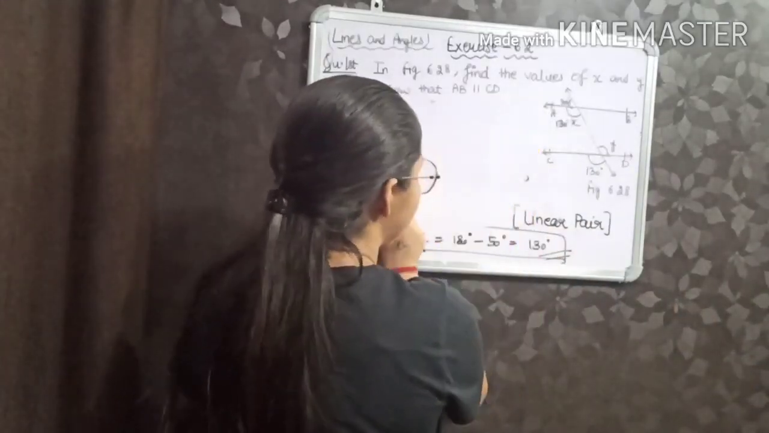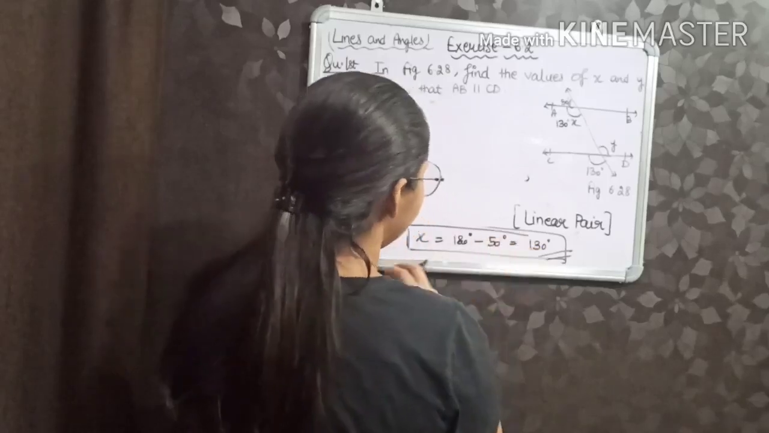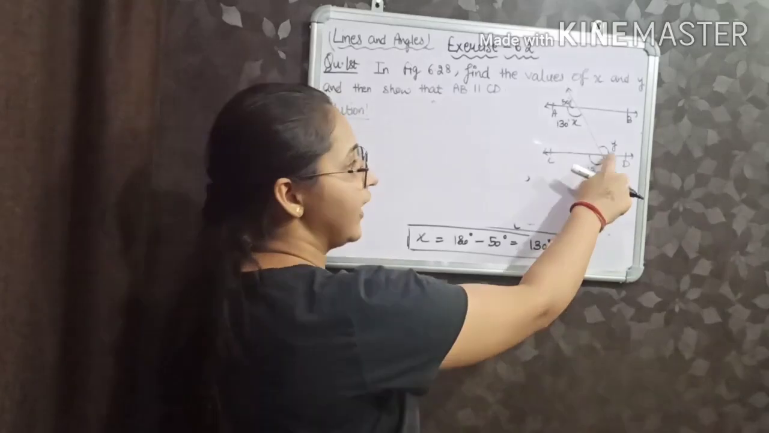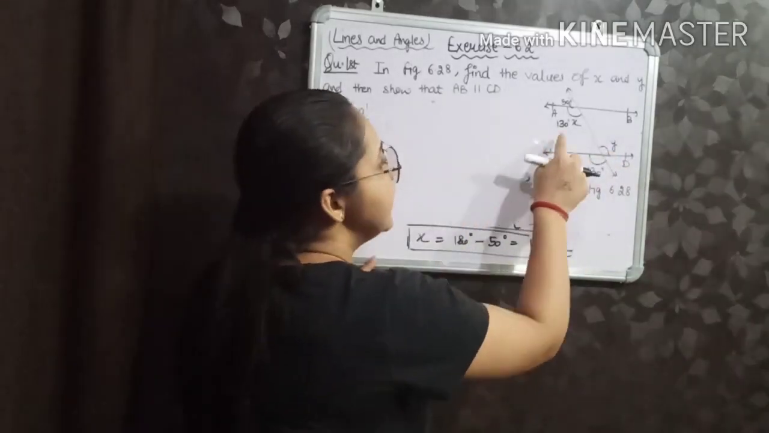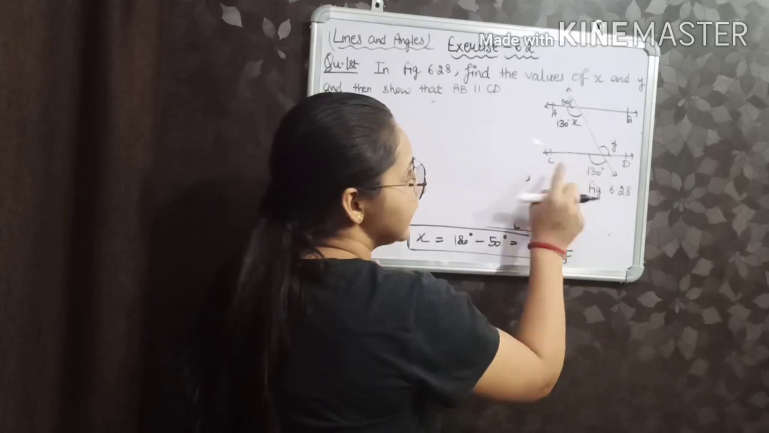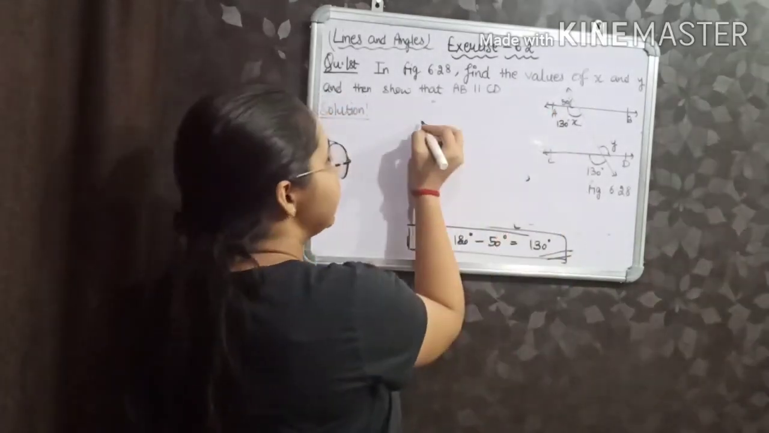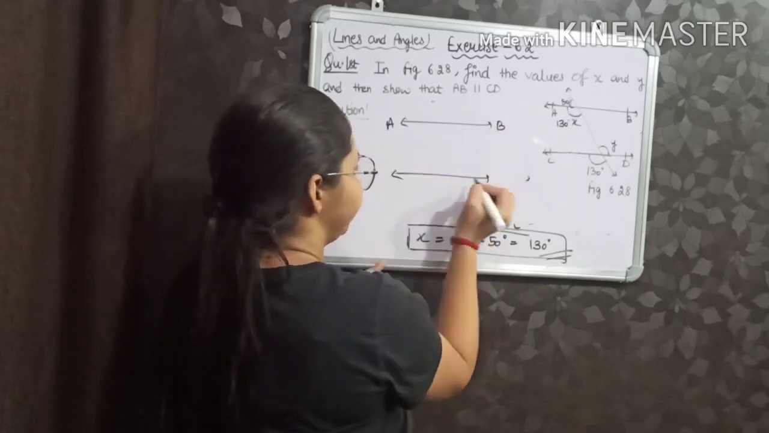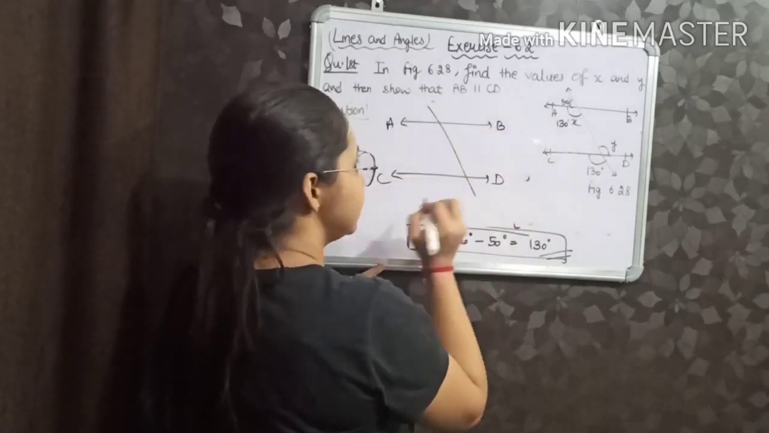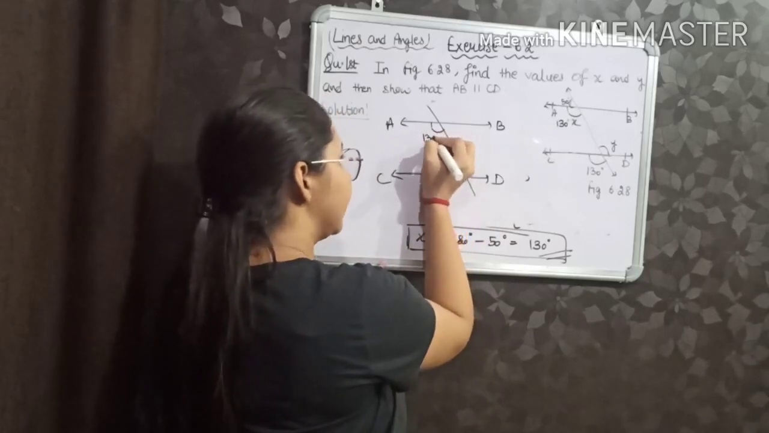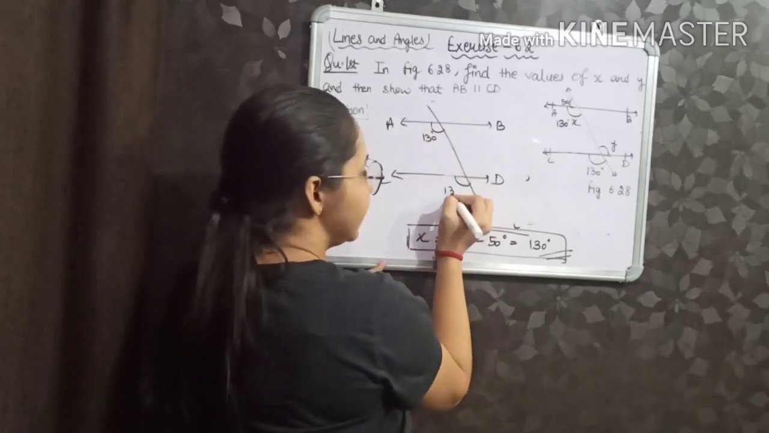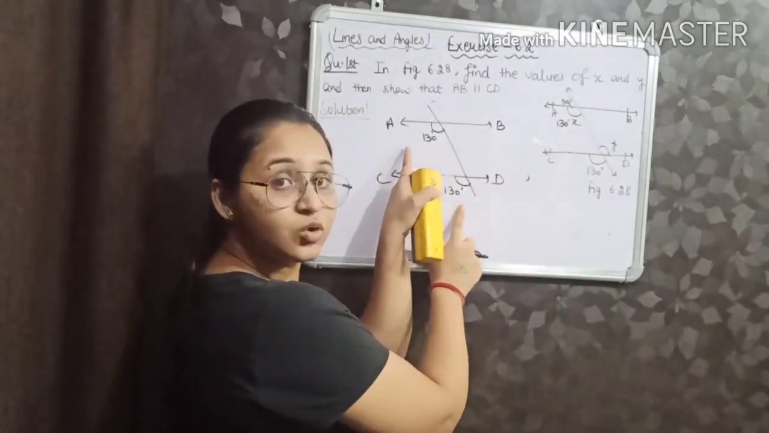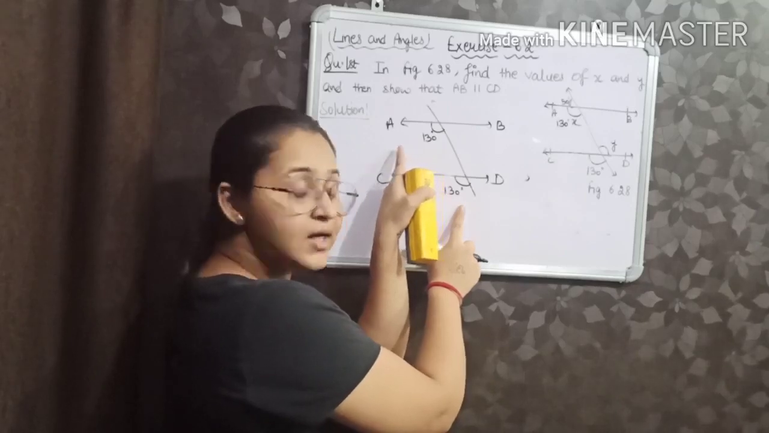Now come to the next point. Next point is we have to find the value of now y. Where is y? y is here. Now you see that it is 130 degree and it is 130 degree. AB and CD, I am drawing again AB, CD, and this is a transversal line. This angle is 130 degree and this angle is also given to be 130 degree, and you observe that these two angles are corresponding angles.